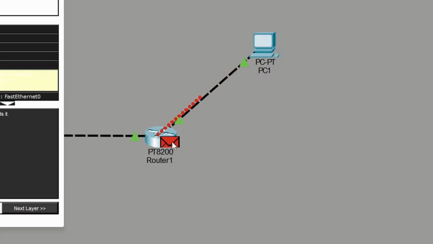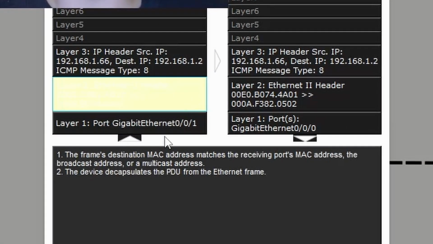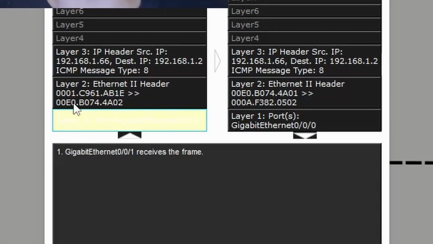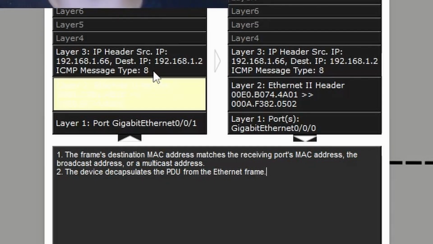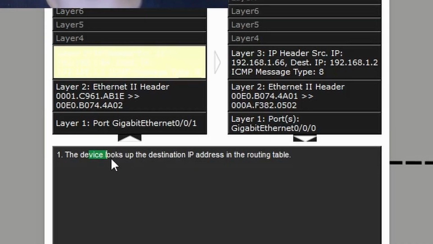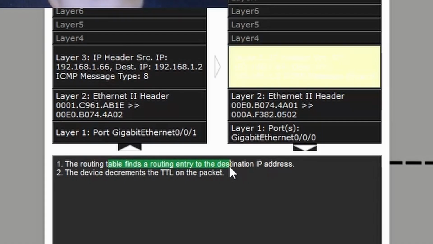It sends that frame. Router 1 receives the frame. See, this time the destination MAC address isn't the broadcast address. It's actually the address of router 1. Then it unpacks it and finds an IP packet inside that frame, the destination IP of 192.168.1.2. Router 1 looks up the destination IP address of .1.2 in its routing table. The routing table finds a routing entry to the destination IP address.